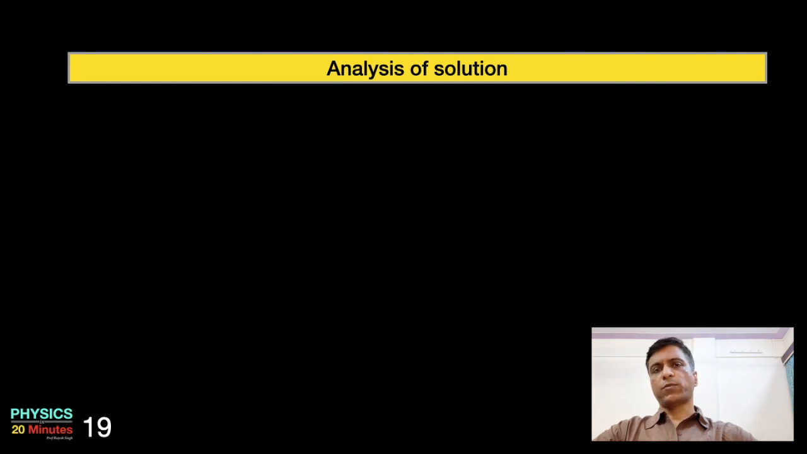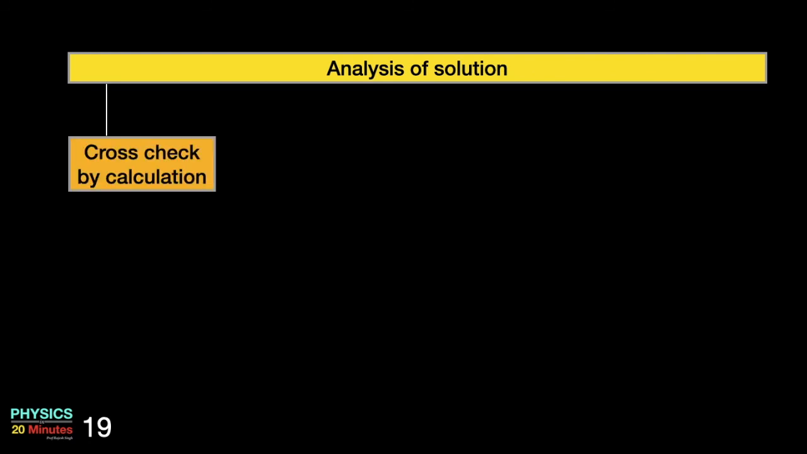The last part of problem solving is analysis of the solution. You have already done your calculation, you have got an answer. Is this answer correct? How would you decide it? So there are many ways by which you can analyze your solution and see if it's correct or not. For example, you can cross-check by calculation. There are 4 kinematical equations. At the max, you will use 1 or 2. You can use remaining kinematical equations and cross-check your answers.